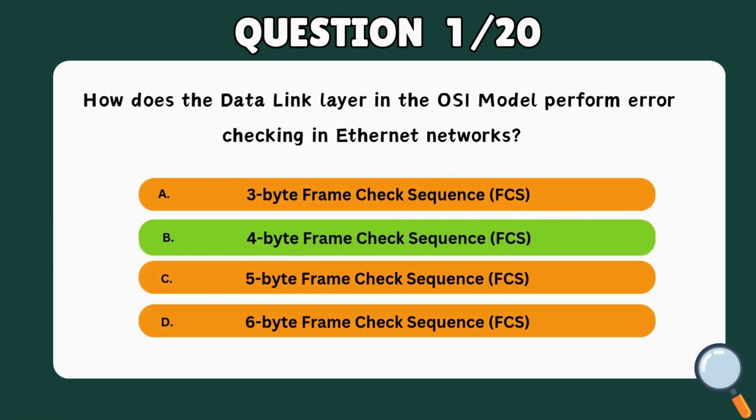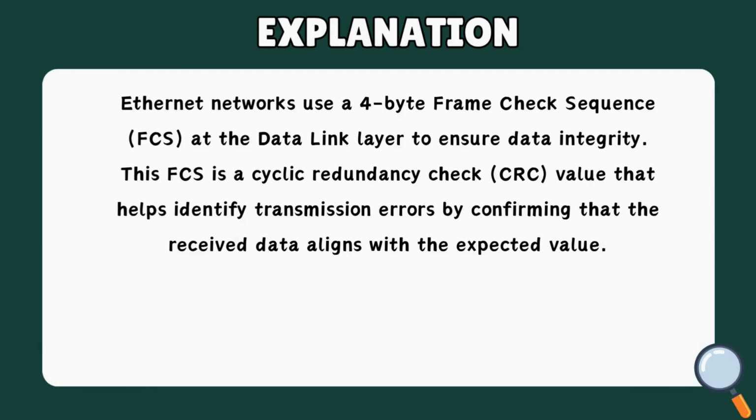Correct answer: B. 4-byte frame check sequence. Ethernet networks use a 4-byte frame check sequence at the data link layer to ensure data integrity. This FCS is a cyclic redundancy check value that helps identify transmission errors by confirming that the received data aligns with the expected value.